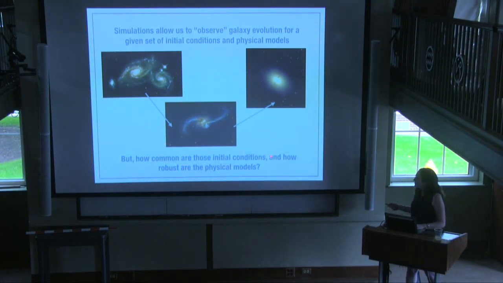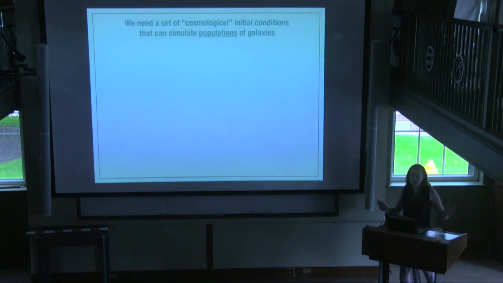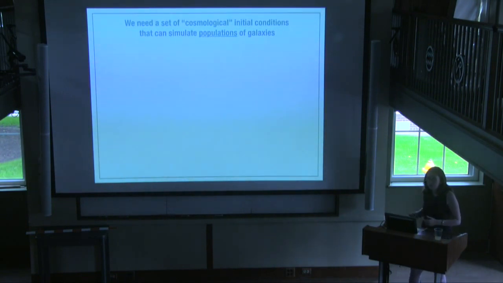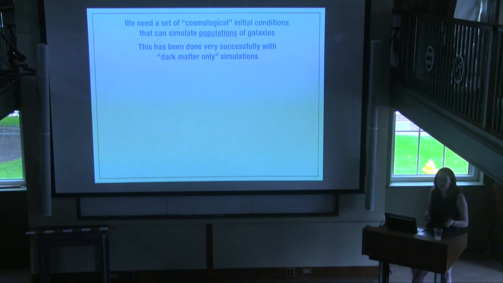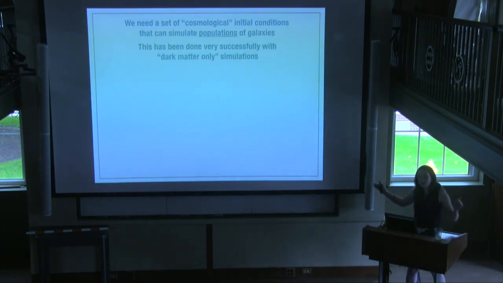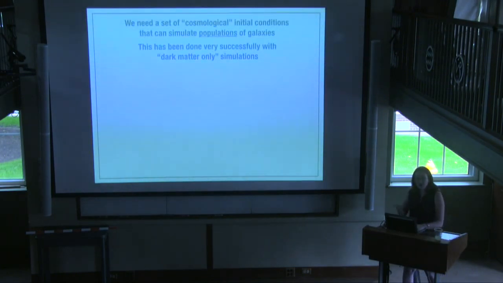And that's a very good question. But to address this first question, how common are those initial conditions, what we really want to do is to get a set of so-called cosmological initial conditions that allow you to simulate populations of galaxies at once rather than just one or two, so that then you can make statistical comparisons to observations. Now, this kind of approach has been done extremely successfully with dark matter-only simulations, where you take an enormous volume and form dark matter structure within that simulation. As the name suggests, the only thing in the simulation is dark matter. But it shows you something about the structure of the universe on which galaxies are evolving.